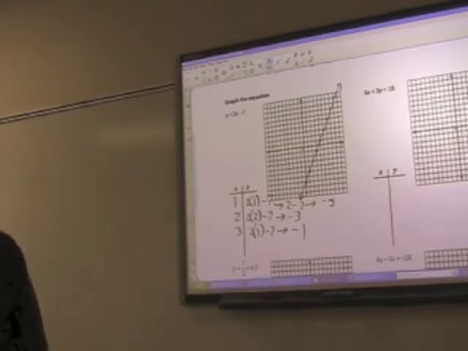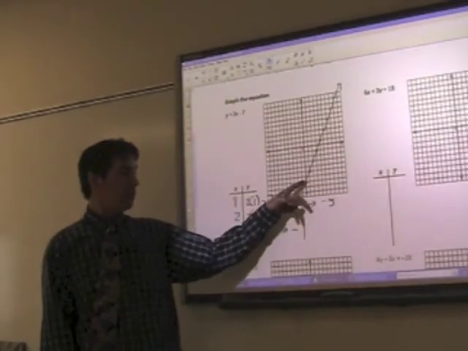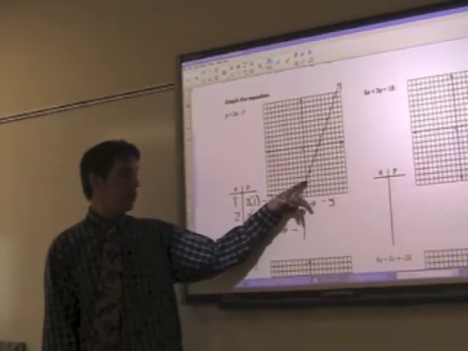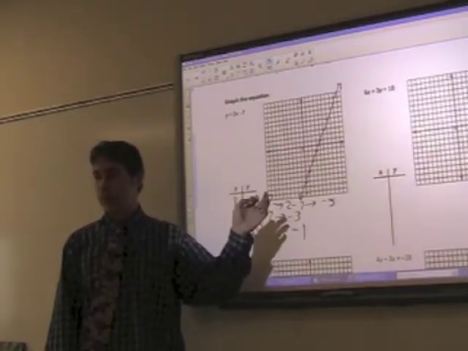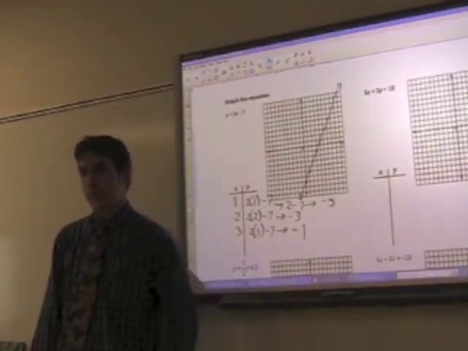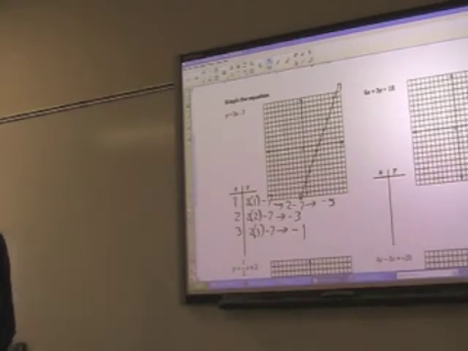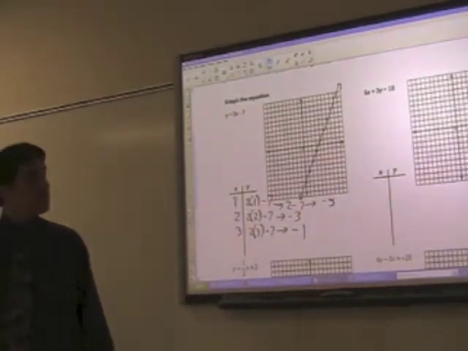All right? What you guys just started to look at when you said, hey, I see that it goes up 2 every time I step 1 to the right. That is the idea of slope. It's a major concept that you need to have down. This is just the beginning of it, okay?